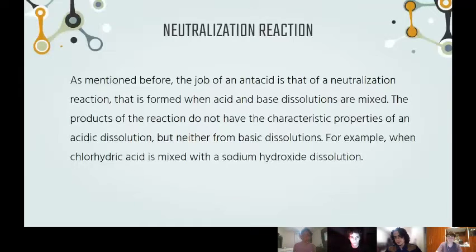As mentioned before, the job of an antacid is that of a neutralization reaction that is formed when acid and base dissolutions are mixed. The products of the reaction don't have the characteristic properties of an acidic dissolution, but neither of basic dissolutions. For example, when chlorhydric acid is mixed with a sodium hydroxide dissolution.